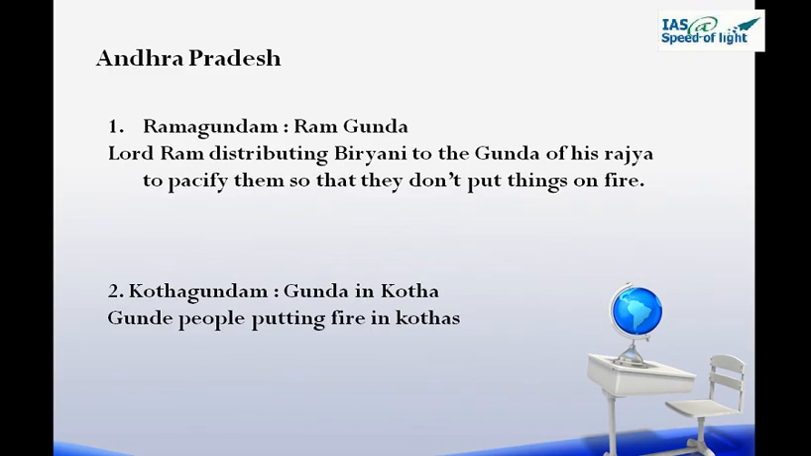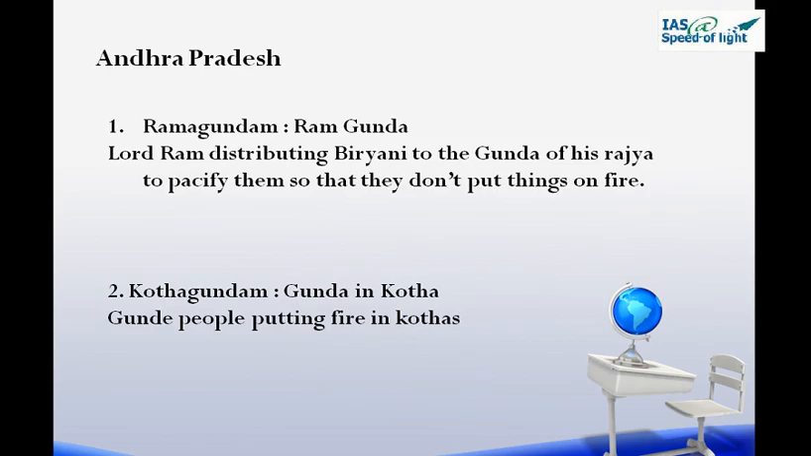Like when Lord Ram was there and Ram Rajya existed, Lord Ram distributes biryani to the gundas of his Rajya to pacify them, so that they don't put things on fire. Now these gundas are putting fire everywhere in the Ram Rajya. So Lord Ram is distributing biryani among these people so that they stop doing these bad things, like putting fire to the shops. So Ramagundam becomes Ram and Gunda, with Lord Ram distributing biryani to gundas to stop them putting fire to other things.